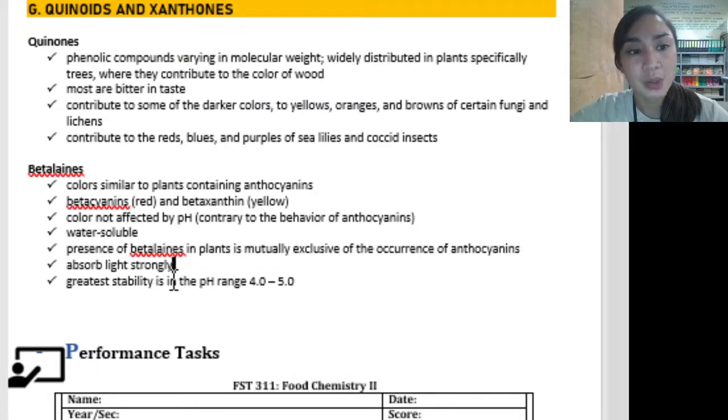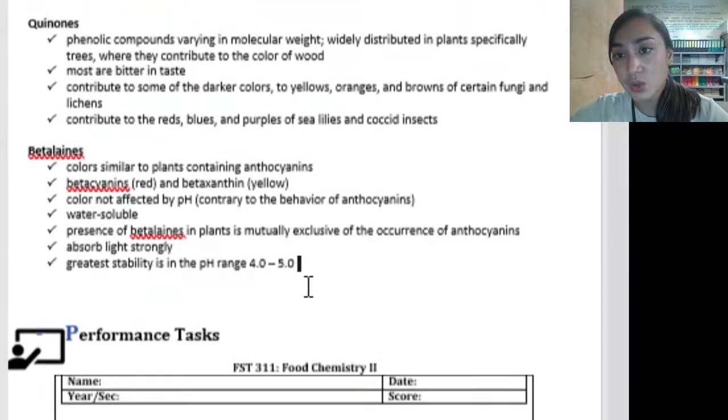It absorbs light strongly and yung kanyang stability is almost the same as the anthocyanins kasi stable din sila sa acidic conditions, specifically dito with a pH range of 4 to 5. Okay? So, that's it for our Module 3.2.